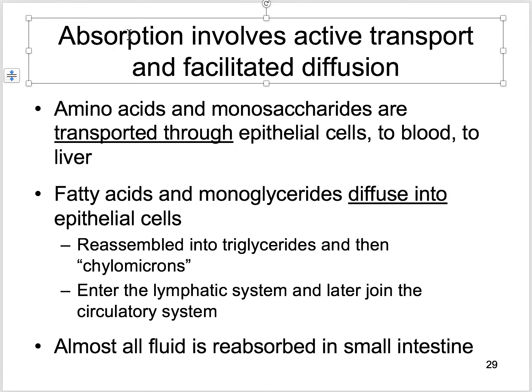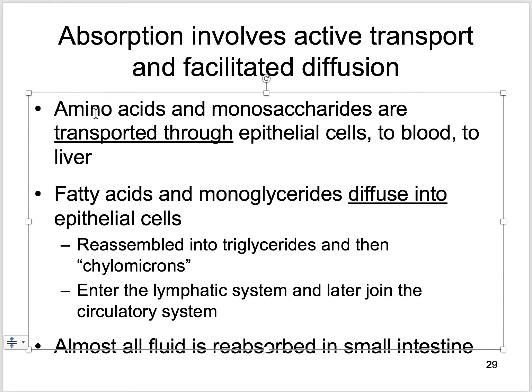Now, recognize that we've talked mostly about digestion up until this point, the chemical breakdown. Well, absorption is the process where food crosses a cell membrane, enters into our bloodstream, and then we have the nutrients in our blood. That involves active transport and facilitated diffusion, which are different cellular transport mechanisms. This is Bio 1 stuff, so I won't get too much into the details of it. But I want you to know that amino acids and monosaccharides are transported through epithelial cells in order to reach the blood and, in some cases, the liver.